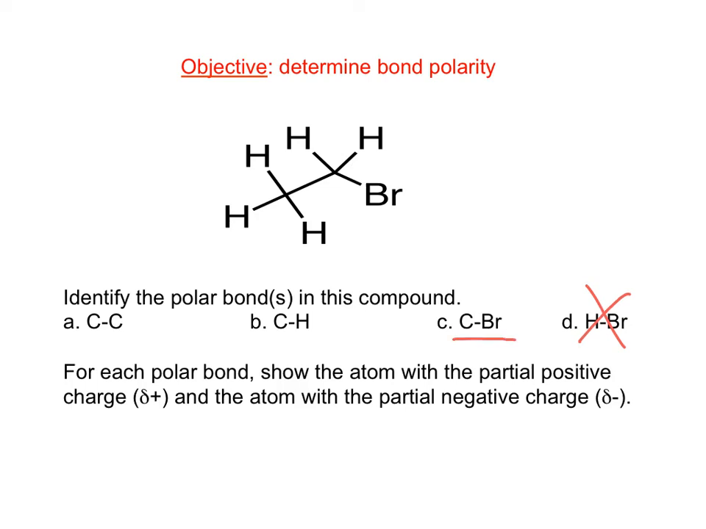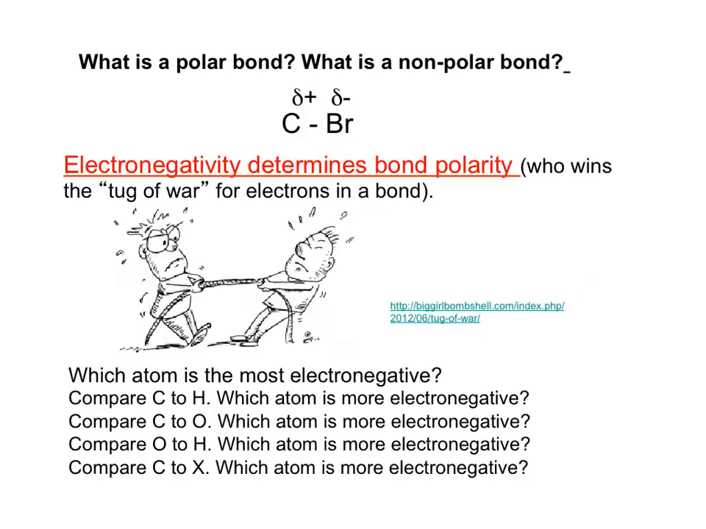is a polar bond. Now, what property of an atom tells us the atom with the partial positive charge and the atom with the partial negative charge? The answer is electronegativity.